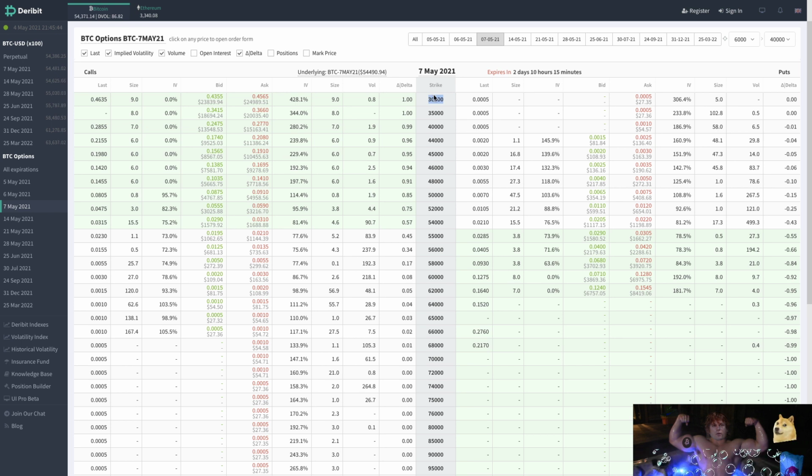No, it's not like a leverage long. It's like a spot long. It's not leveraged in any way. You pay $25,000 for an option that very likely will expire.